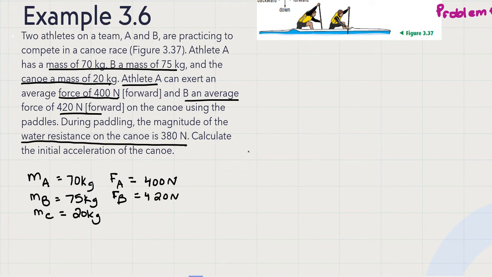So that tells us that it's like a force of friction. You can also just call it FW, force of water. But both of these are forwards, so we should clarify that. I should actually just use the shorthand for that. 380, backwards. And it wants to calculate the initial acceleration of the canoe.